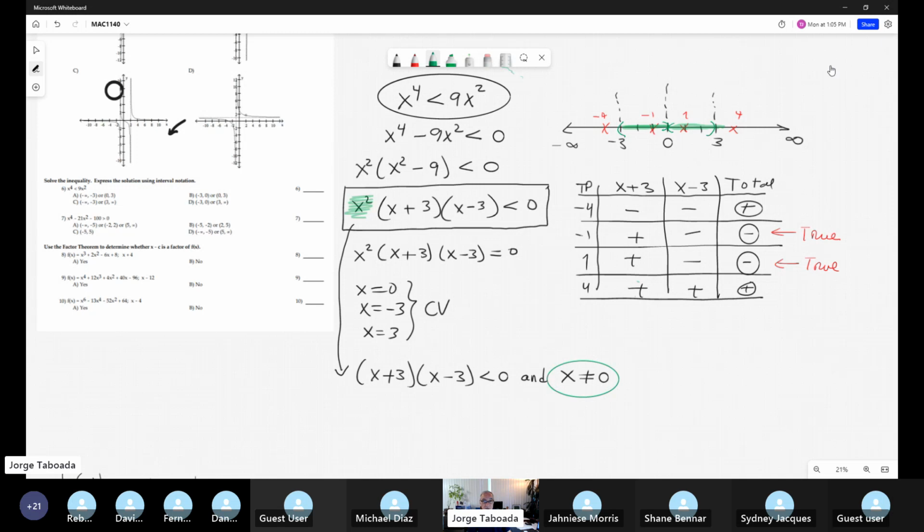So what is the answer of this problem? Well, the answer is from -3 to 0, not including -3, not including 0, union, because we have two pieces, 0 to 3. So by the way, it is option B in the handout. Any question, guys?